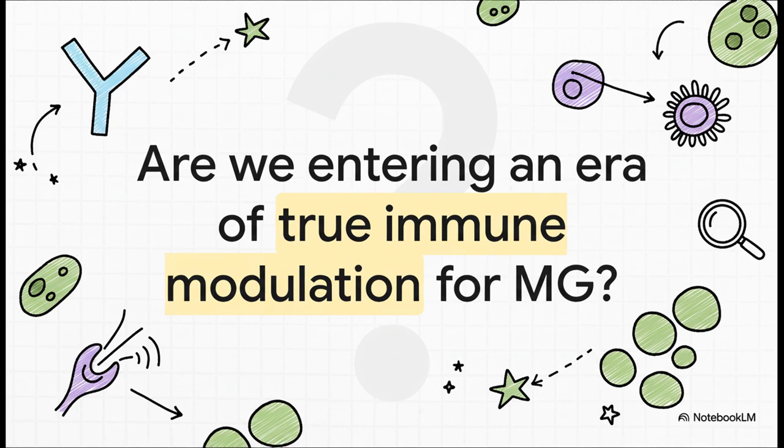And all of this brings us to one final thought. When you think about it, with therapies that can block complement or wipe out B cells or rapidly clear antibodies, we're moving so far beyond just broad immunosuppression. So the question is, are we on the cusp of an era of truly precise, personalized immune modulation for myasthenia gravis? It's an exciting time.